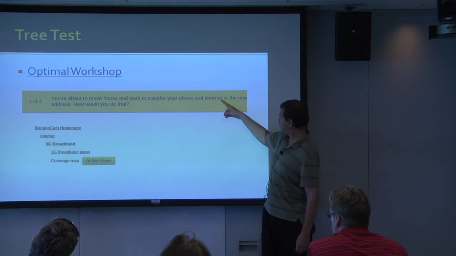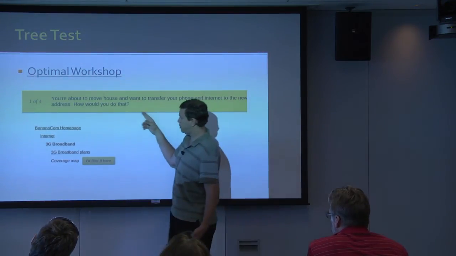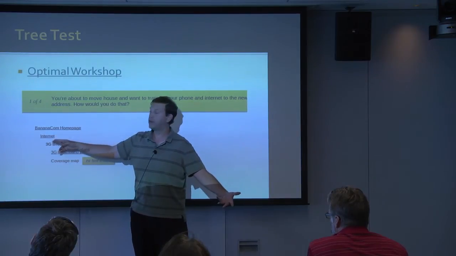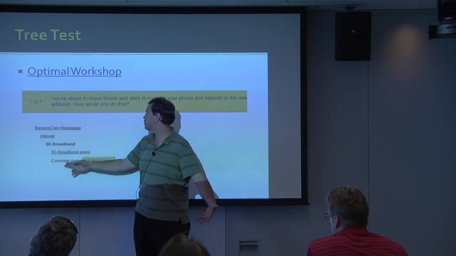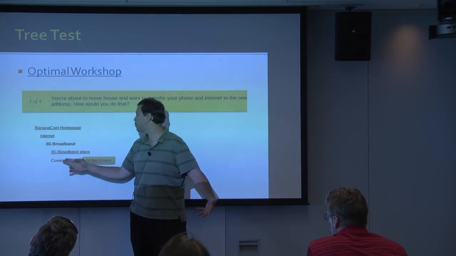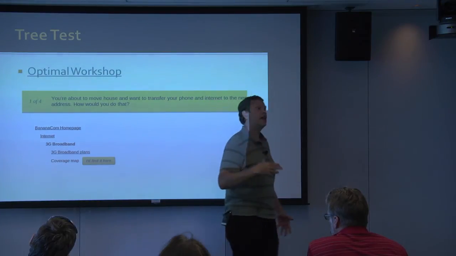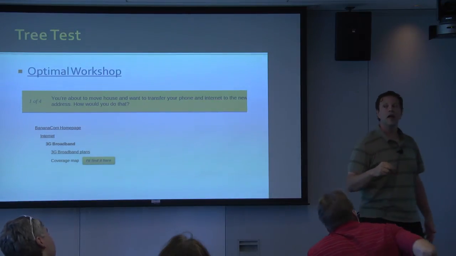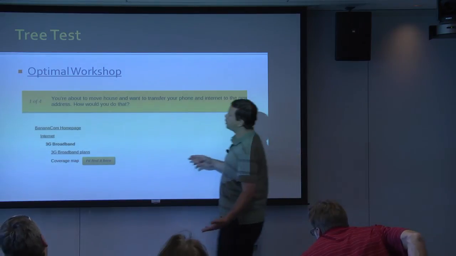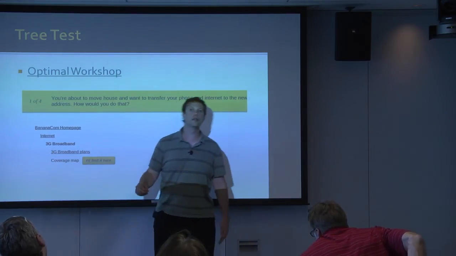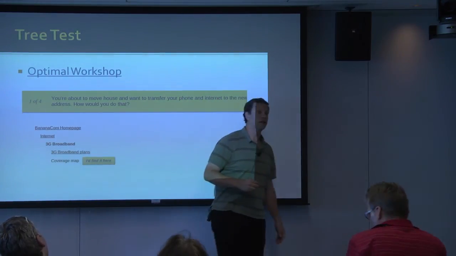If you want to transfer your phone and internet to your new address from the home page, you'd probably click on internet. Then what would you click on next? 3G broadband plans or coverage map. You can find out what people click on, and hopefully, if you've done everything well, they'll click on the right section to complete the task that you've created.